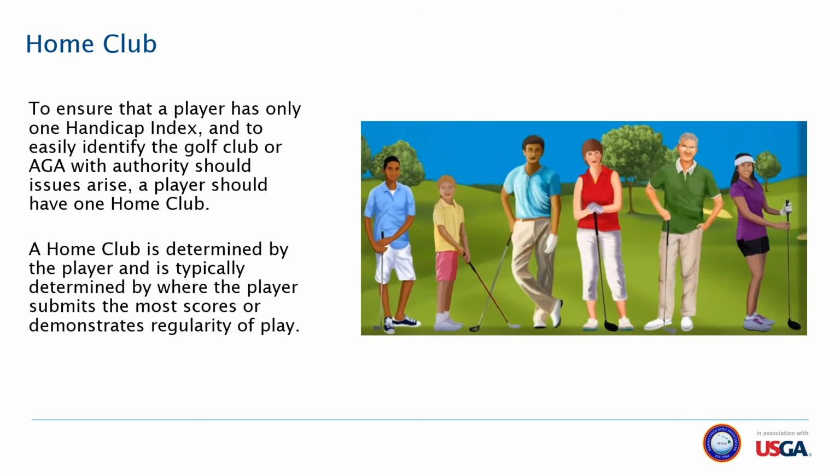So for a home club, and to ensure that a player has only one handicap index, and to easily identify the golf club or AGA, in this case Hawaii State Golf Association, with authority should any issues arise. A player should only have one home club. This home club is determined by the player and is typically determined by where the player submits most of the scores or demonstrates regularity of play. In essence, this doesn't change very much: you're still only allowed one handicap index, and the home club designation helps in case any issues for handicapping arise.